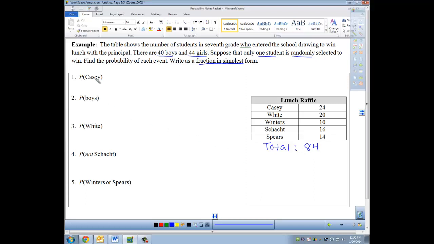So probability that someone from Miss Casey's class is going to win, there were 24 students who participated out of the total 84. We can divide both numbers by 12, and we're going to get 2 over 7.